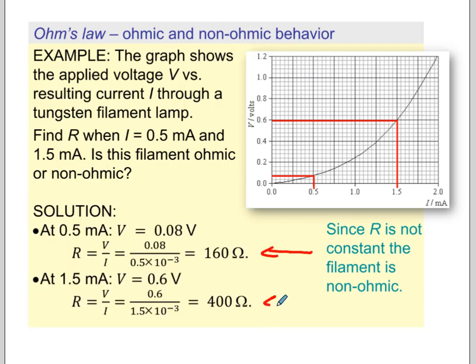When you do that division, you come up with two very different resistances. So at the second value over here, the resistance has increased almost 2.5 times the 0.5 resistance. As you have more current go through the lamp, it gets warmer, and the resistance of the filament lamp actually increases. That would be an example of a non-ohmic.